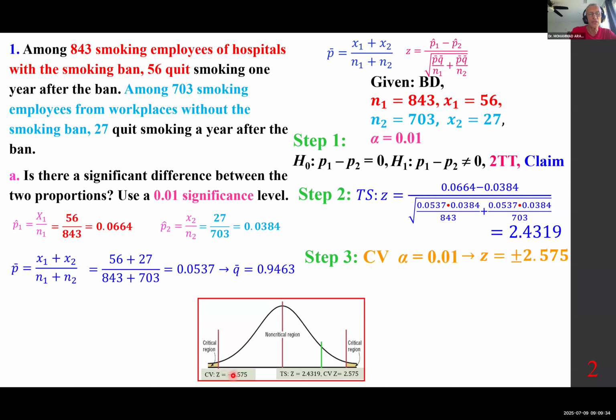The critical value of negative 2.575 is here. This is the tail on the left side. The critical value of positive 2.575 is here. And this is the tail. Now, this number is the test statistic. You have to locate that. This is somewhere here. Again, it may not be to scale, but it doesn't matter.